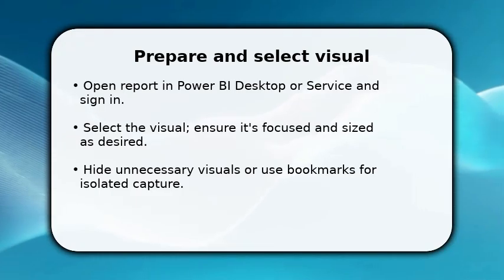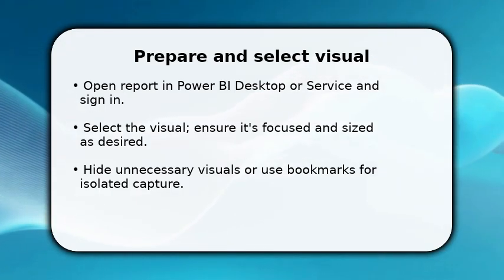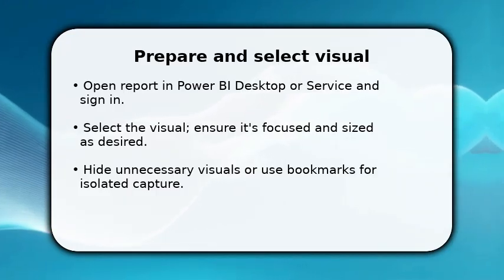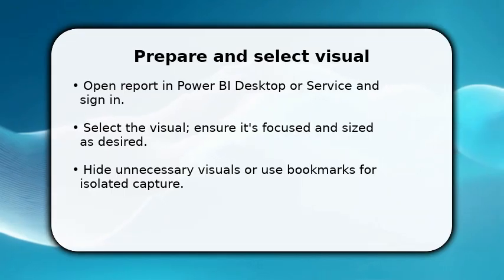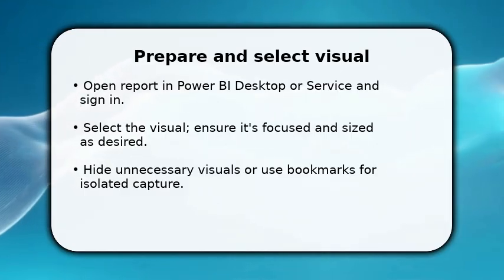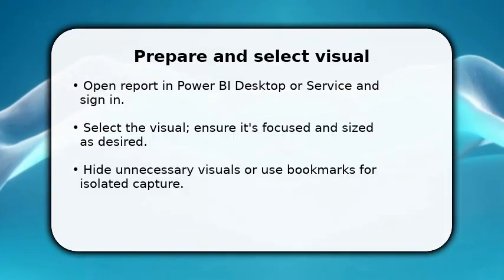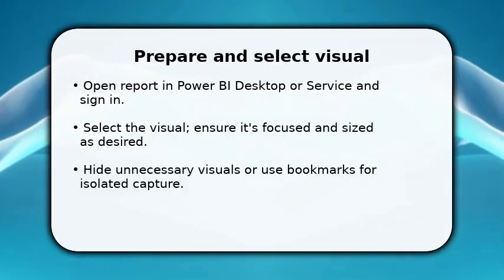Enjoy the video. You start by opening your report in Power BI Desktop or the service and signing into your workspace. Once done, select the visual you want to save and make sure it's properly sized and readable. Zoom or adjust the visual level filters if needed. You should hide surrounding charts or use a bookmark to isolate the visual so the export contains only what matters. Make sure the background and theme are final to avoid re-exporting for style fixes.